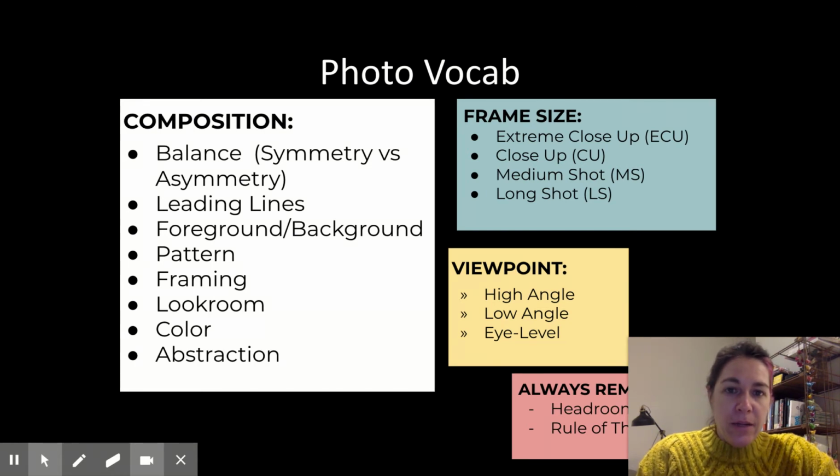Then you want to think about your frame size. So this is the distance of the camera to the subject. Do you want to take an extreme close-up shot of somebody? Do you want to take just a close-up? Do you want to take a medium shot or a long shot? And then finally, you want to think about the camera angle. So are you at a high angle, a low angle, or eye level?